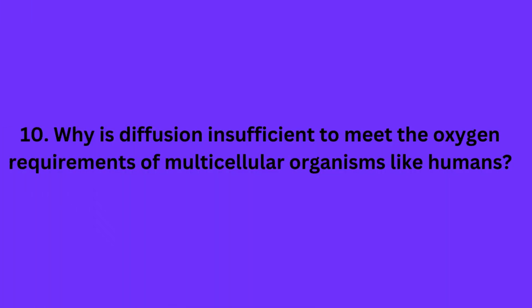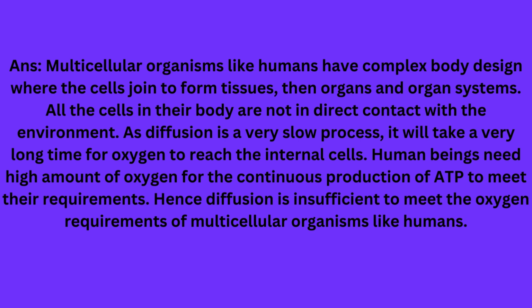10. Why is diffusion insufficient to meet the oxygen requirements of multicellular organisms like humans? Answer. Multicellular organisms like humans have complex body design where the cells join to form tissues, then organs and organ systems. All the cells in their body are not in direct contact with the environment. As diffusion is a very slow process, it will take a very long time for oxygen to reach the internal cells. Human beings need high amount of oxygen for the continuous production of ATP to meet their requirements. Hence diffusion is insufficient to meet the oxygen requirements of multicellular organisms like humans.